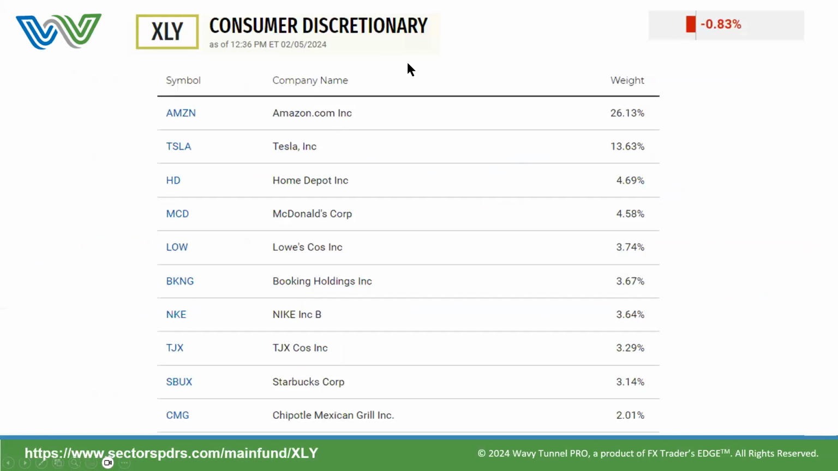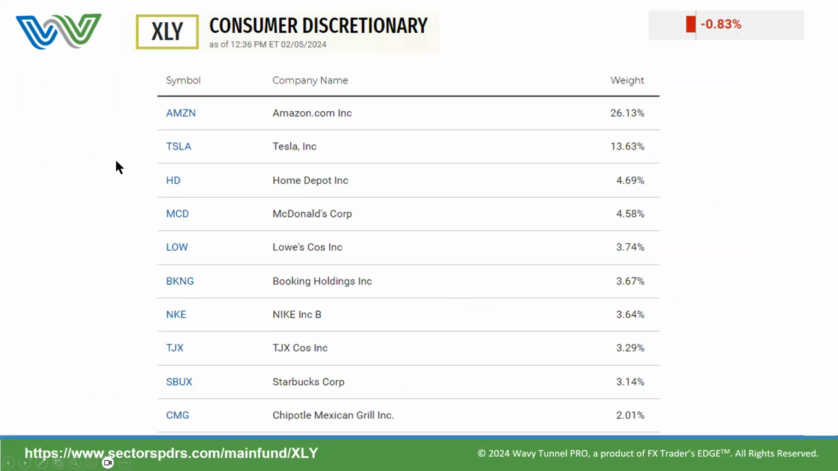Let's look at XLY, consumer discretionary. A little bit down. Amazon is the biggest weighting with 26%. Tesla has 13.63%. We know that Tesla underperformed. I'm going to show Tesla. So this may have pulled this down. And then we have McDonald's and Lowe's and Booking Holdings, etc. So these are the 10 largest holdings within consumer discretionary XLY.